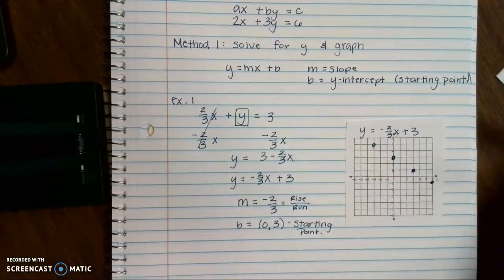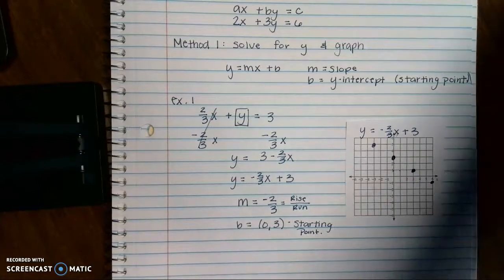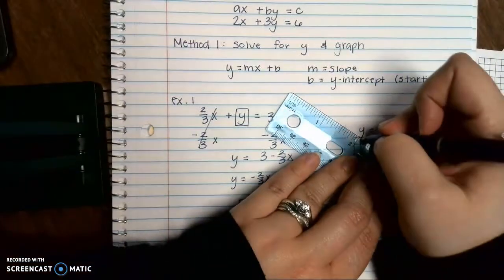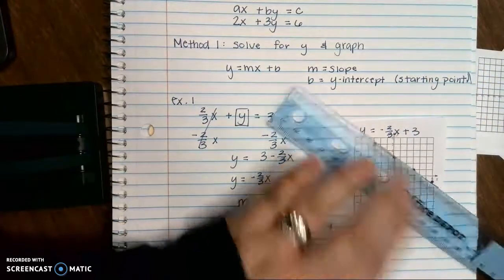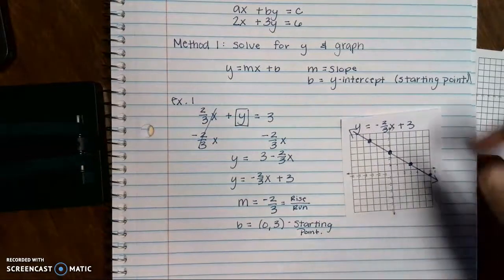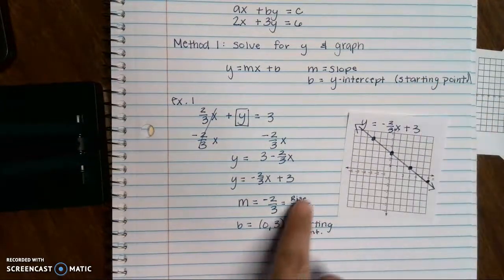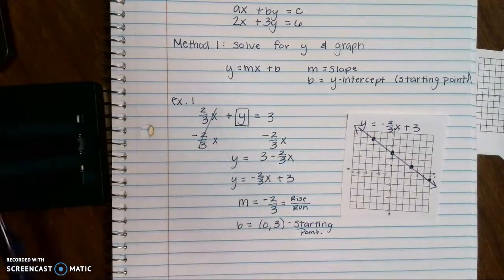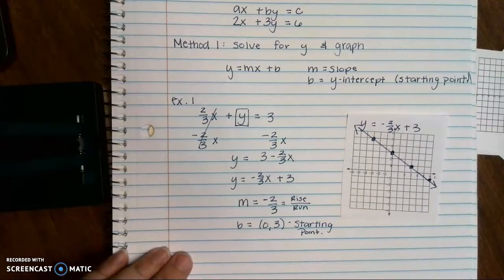Then I pull over my ruler, go ahead and connect those, and put my arrows in either direction. And I just graphed in standard form. So that's your first method of solving for y, and then just using what we already know, using what we did Monday night. Okay, there's a second method though, which I'm going to write on the back.